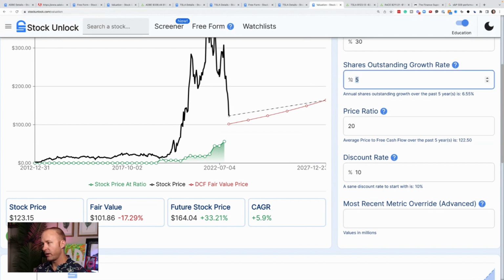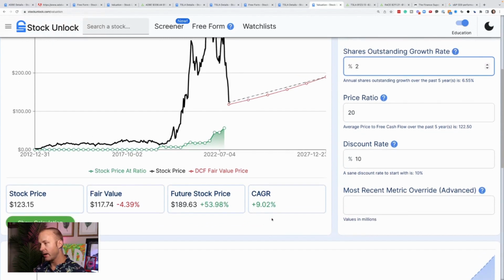But if we go back down to that 2% shares outstanding growth, even at a price to free cash flow ratio of 20, then we're almost right at fair value today. Fair value would be 117. Future stock price would be 189 for a compound annual growth rate of 9%.